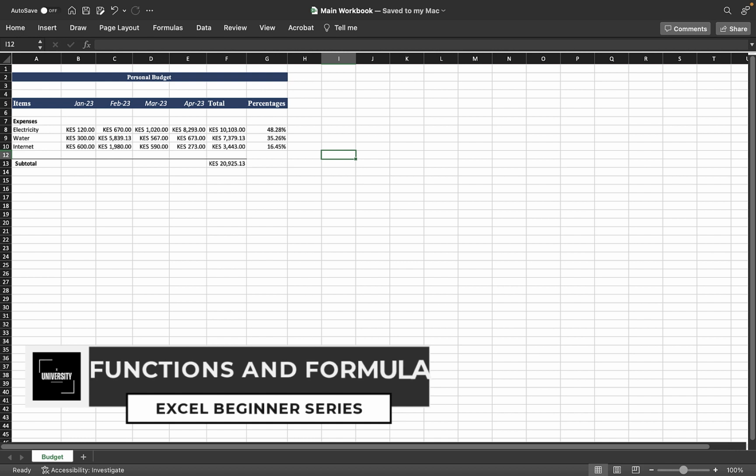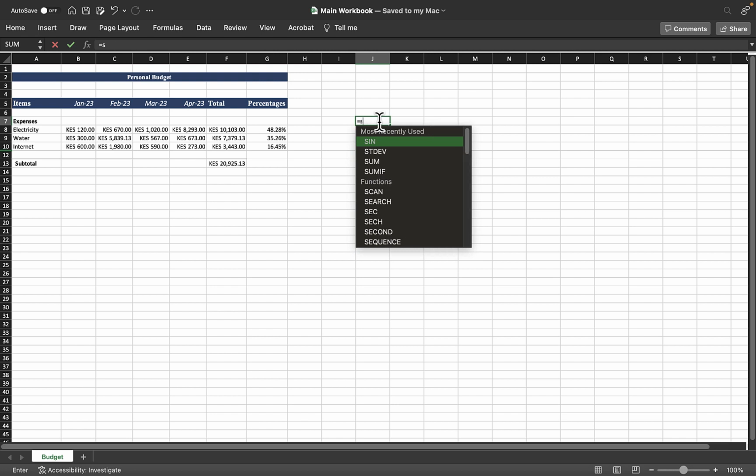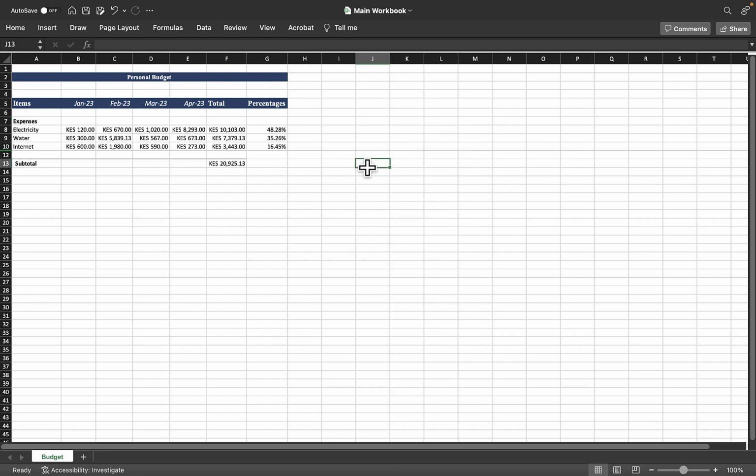Welcome to this tutorial. We'll be talking about formulas and functions. First of all, we need to understand the difference between formulas and functions. Functions are already provided by Excel, and they include things like addition, where we will say SUM. A formula, on the other hand, is written by you, the user of Excel.